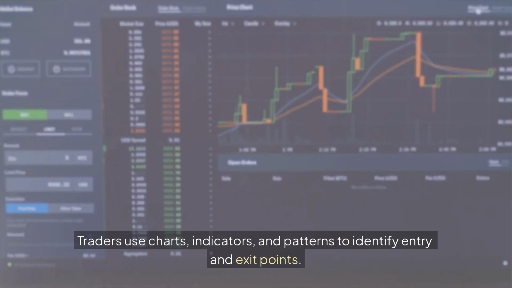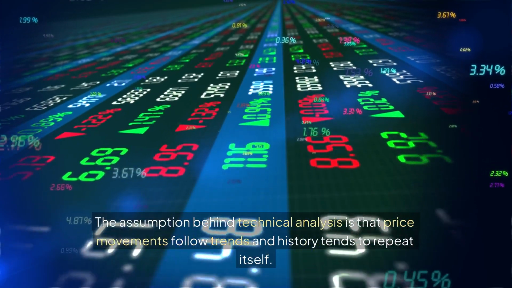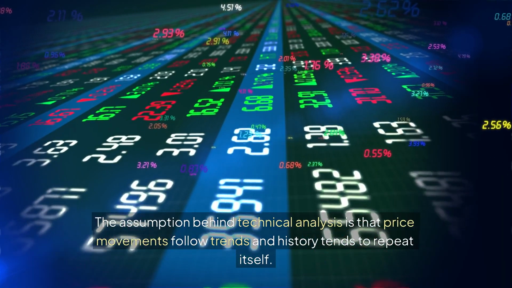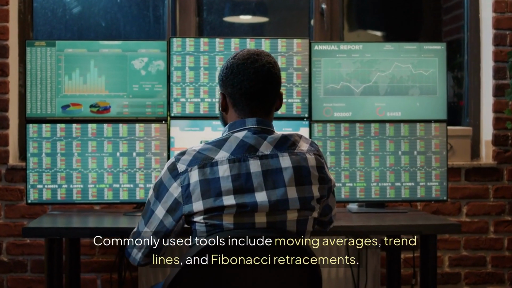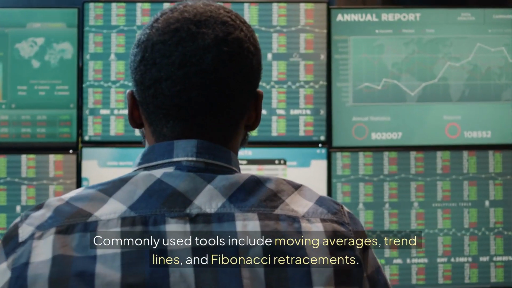Traders use charts, indicators, and patterns to identify entry and exit points. The assumption behind technical analysis is that price movements follow trends and history tends to repeat itself. Commonly used tools include moving averages, trend lines, and Fibonacci retracements.